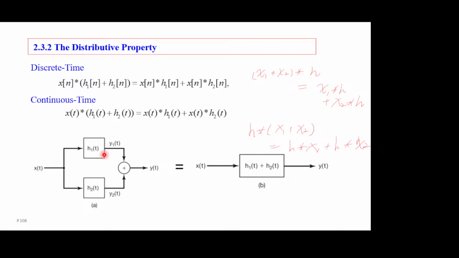From now on, most of the blocks are LTI unless we specifically say otherwise, and we'll just write the impulse response to describe them. Because of the distributive property, if we have this serial thing that we add together, we can just combine them into one block.